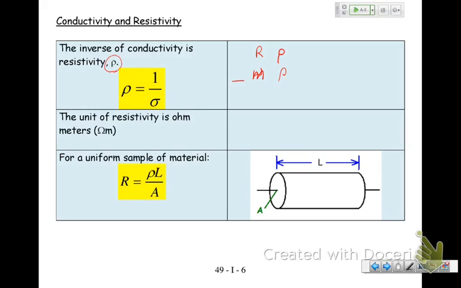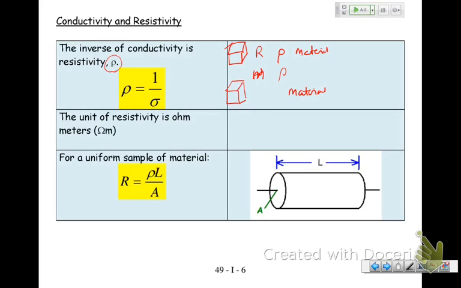Mass. Mass is about the sample. Resistivity is about the material. Resistance is about the sample. Resistivity is about the material. So resistivity is a material property like density is, whereas resistance is a sample property like the mass is.